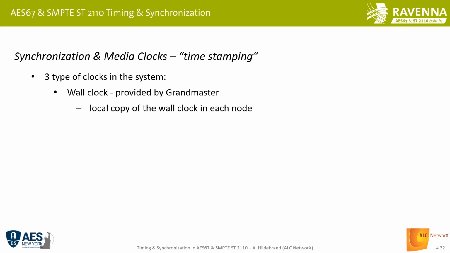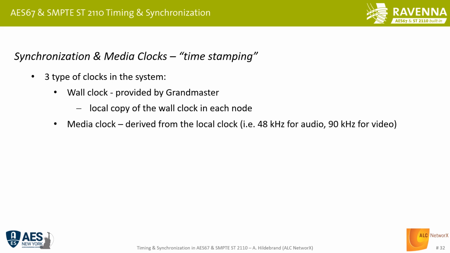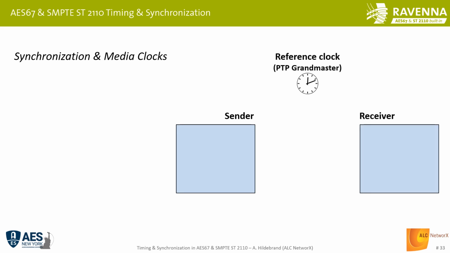If we look a bit deeper, we actually have three types of clock in a complete system. That's the wall clock, which I already mentioned, which is provided by the grandmaster, and we have the local copy of the wall clock in each node, the local clocks. Then from the local clocks, I can derive a media clock, which can be any sampling frequency I need or like. And from that media clock, the RTP clock or the stream clock is directly derived. So let's have a quick look at a picture, because that is better than 1,000 words.